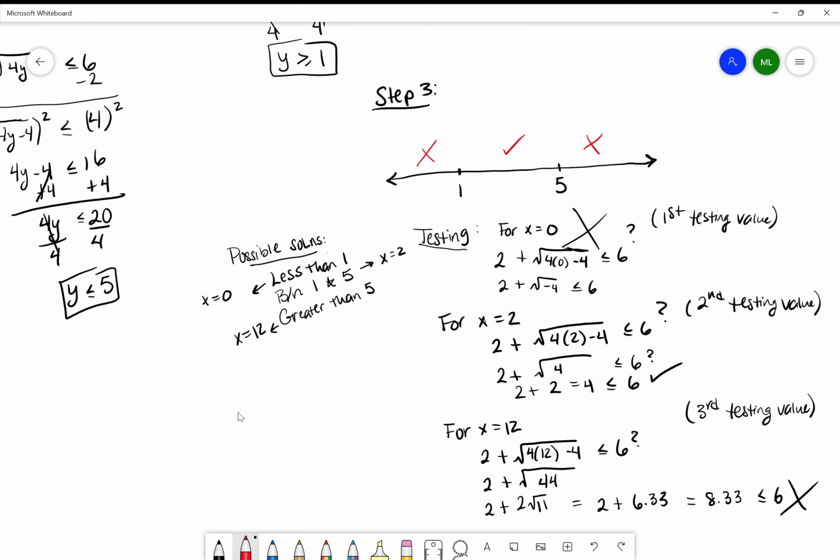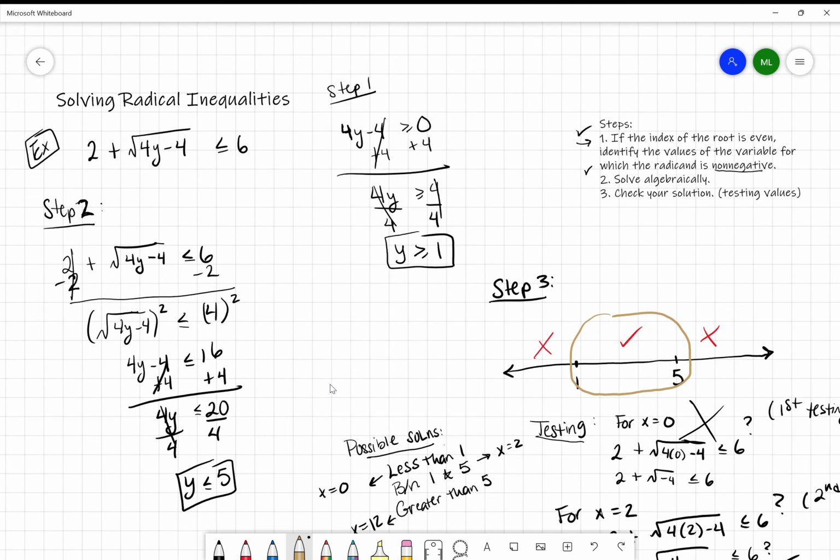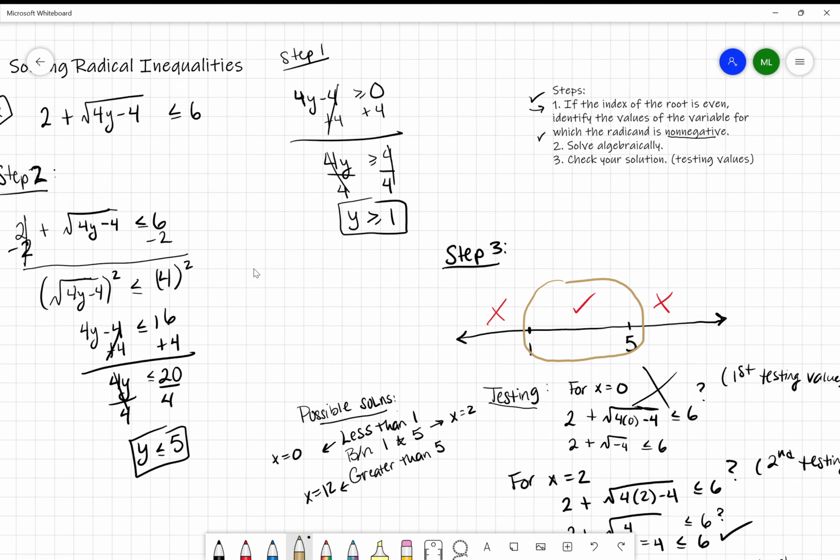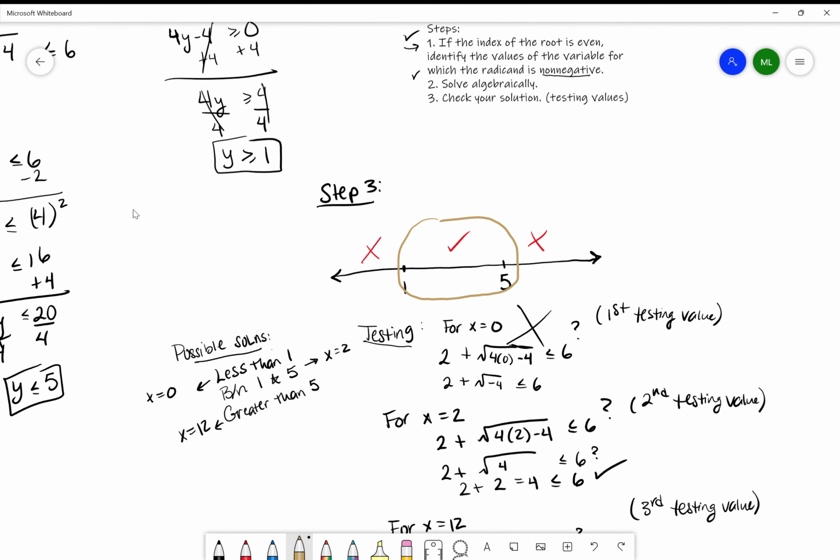So my solution set is only within 1 to 5, including, because our original equation, if you'll see up here, is 2 plus the square root of 4y minus 4 is less than or equal to 6. So it's less than or equal to. So my final solution, after we tested our values: our variable was y. It's all the y's in between 1 and 5. I'm writing it in set notation, so it's 1 less than or equal to y, which is less than or equal to 5. And this is what you would write out as your final answer.